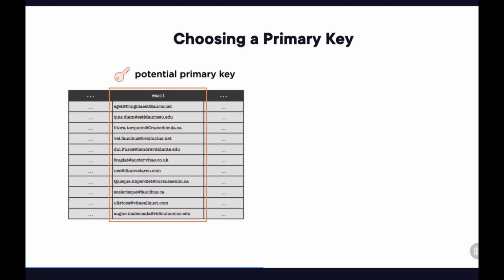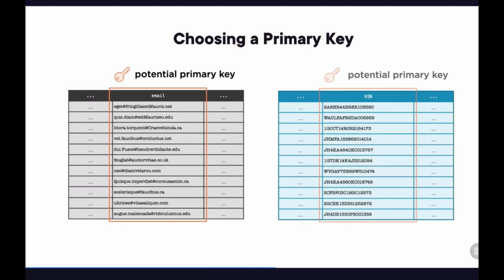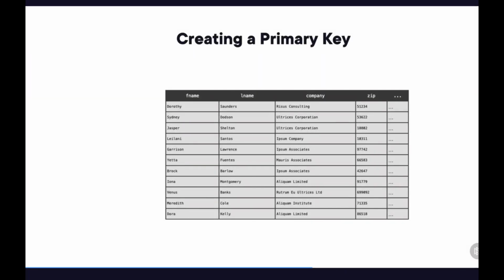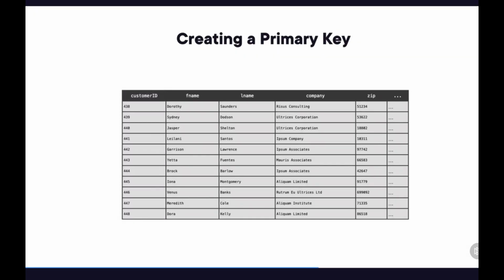So we could use that as the primary key. Or if we had a table that stored vehicle data, we might say that the existing VIN number should uniquely identify each row. But often there isn't a single piece of data we can guarantee to be unique. So for many tables, we'll define a new column just to act as the primary key, often an ID column of some kind, like a customer ID or order ID or a patient number.